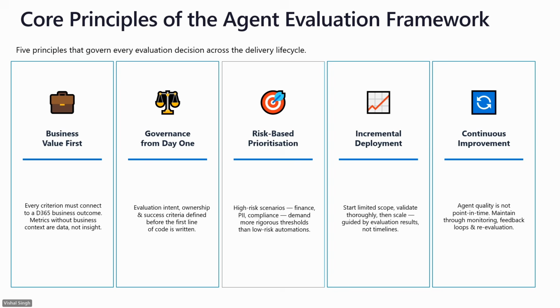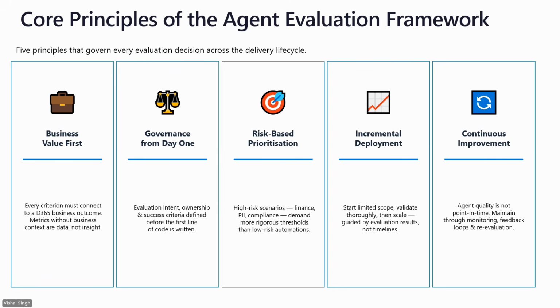So, business value first. Every evaluation criterion must connect to a Dynamics 365 business outcome: reduced case resolution time, increased customer satisfaction, cost savings from automation. If a metric can't be tied to a business outcome, it's just data, not insight. This principle stops teams from measuring things that look impressive on a dashboard but don't actually tell you whether the agent is delivering value.